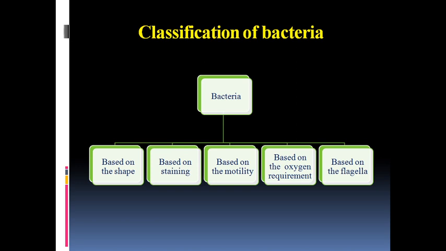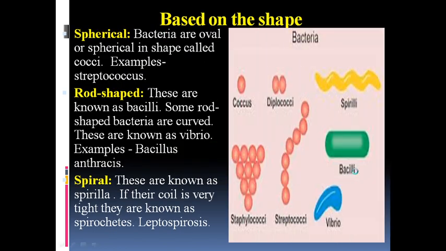Next, moving on to the classification of bacteria. Bacteria are broadly classified based on the shape, based on the staining, based on the motility, based on the oxygen requirement, and based on the flagella. Okay, bacteria are broadly classified based on these, that is, based on the shape of the bacteria, the staining of the bacteria, the motility of the bacteria, the oxygen requirement of the bacteria, and the flagella. We will see one by one.